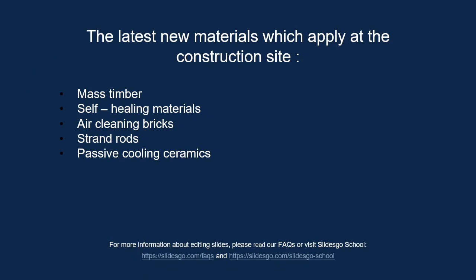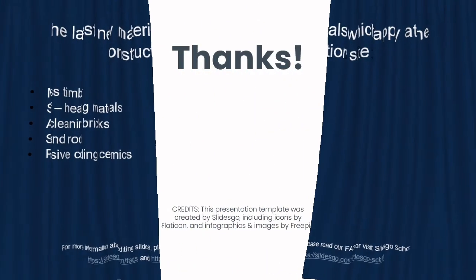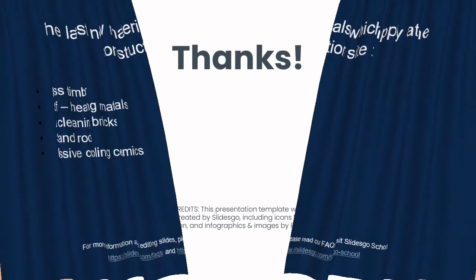And for the latest new materials which apply at the construction site, we know first is mass timber, second self-healing materials, third air cleaning bricks, fourth strength roots, and last, fifth, passive cooling ceramics. So that's all for our presentation.